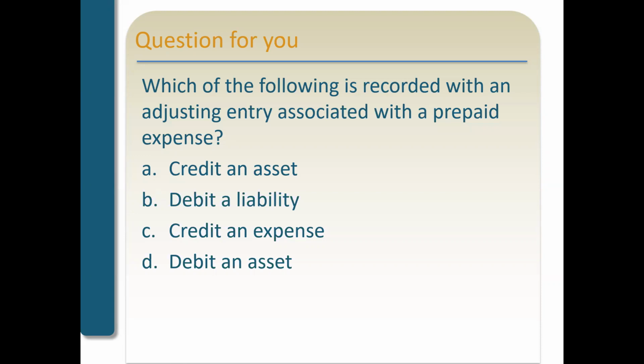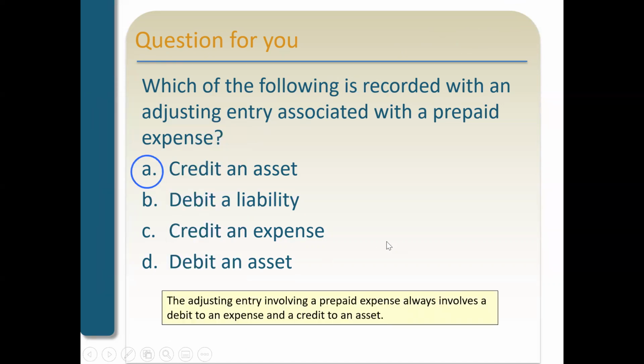You're going to do something with... Won't we credit an asset, guys? Think about it. The reason we credit an asset is because the initial transaction was a prepaid asset and we credited cash. When we use it up, we then debit the expense, supplies expense, rent expense, whatever, and we credit that prepaid asset, right? To reduce it, because now it's an expense.